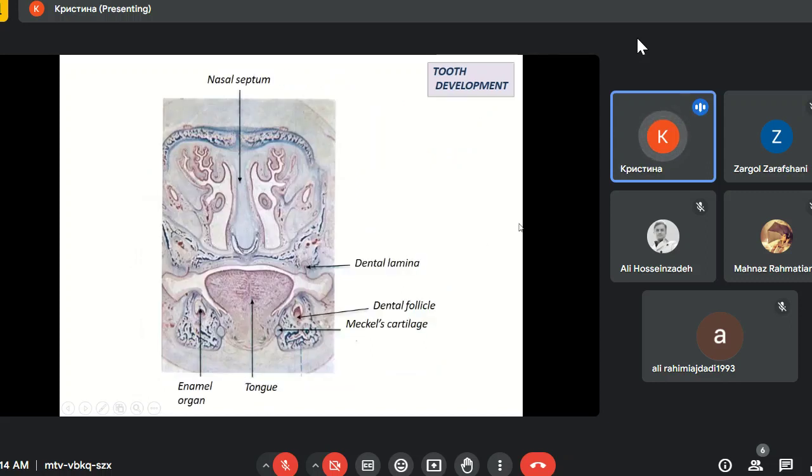In this picture, we see the frontal section of the head of the embryo. So this is the developing oral cavity with the developing tongue. So here will be the upper jaw and here the lower jaw. And in the upper jaw we have the dental lamina. It is here and on the opposite side also. But in the lower jaw we have the tooth germs at the next stages of development, in the stage of enamel organs.